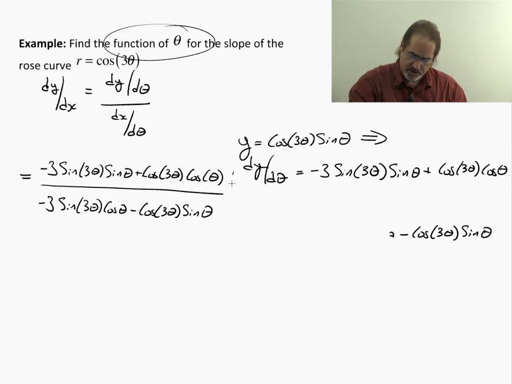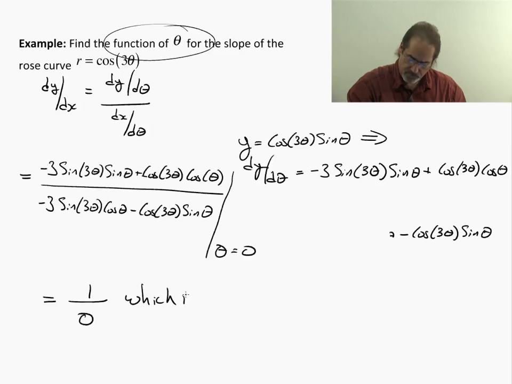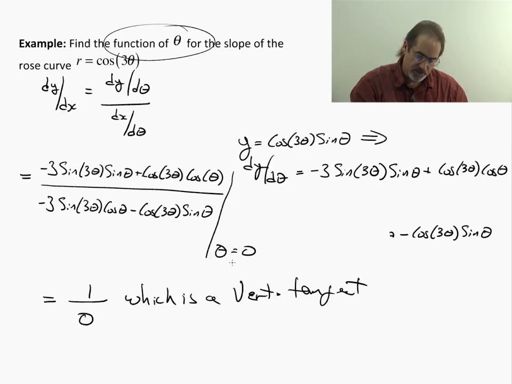Let's go ahead and evaluate this at theta equals 0. When I do that, the numerator is going to be 1 times 1, so I have 1 over, and everything with sine is going to be 0, so I have 1 over 0, which is a vertical tangent. So I have a vertical tangent when theta equals 0. Well, let's look at this rose curve. When theta equals 0, r equals 1. So when I take a look at my graph, when theta is 0, I'm in this direction, and the point I'm looking at is right there at 1.